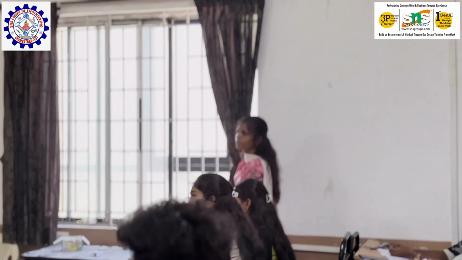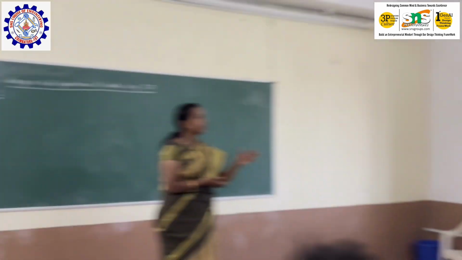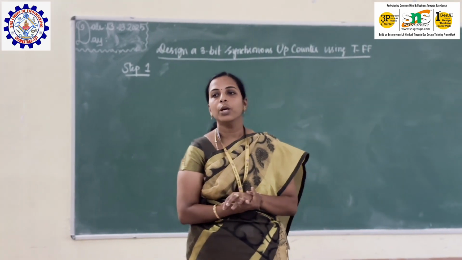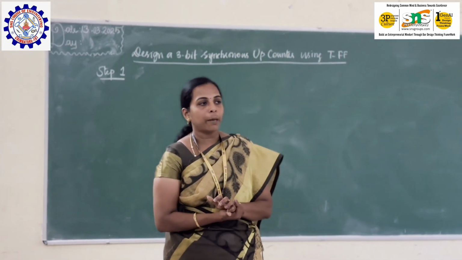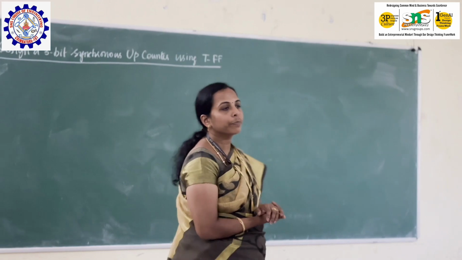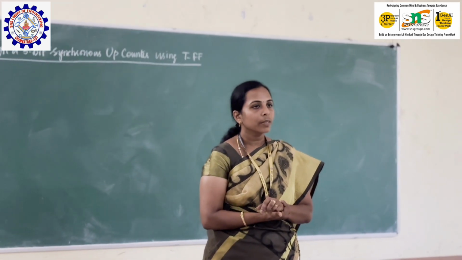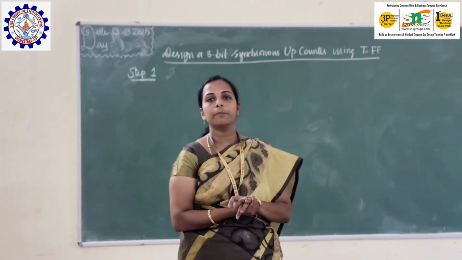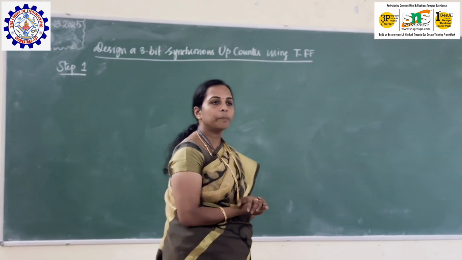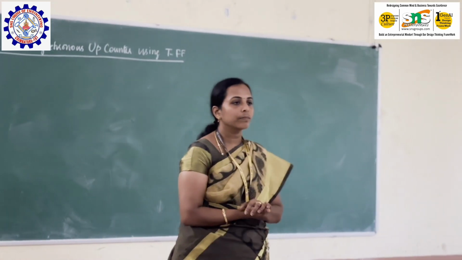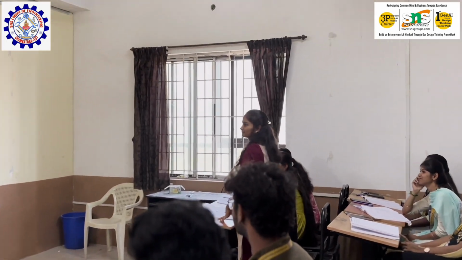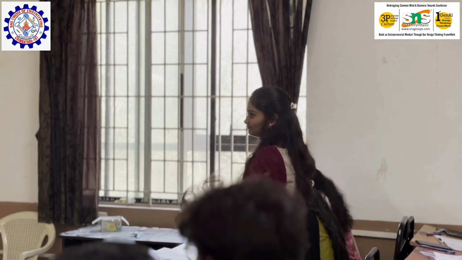What is the next step? To draw the K-map and find the Boolean expression. Yes, very good. So this is step 5. After drawing the excitation table for the circuit, we will be drawing the K-map. What for do we draw the K-map? To find the Boolean expression in order to design the circuit. Once we have the Boolean expression, what will be the next step? The last step, step 6. To draw the circuit diagram. Okay? Good.